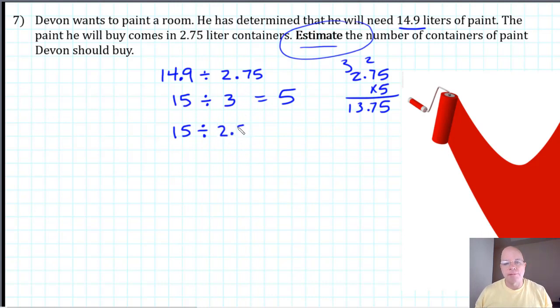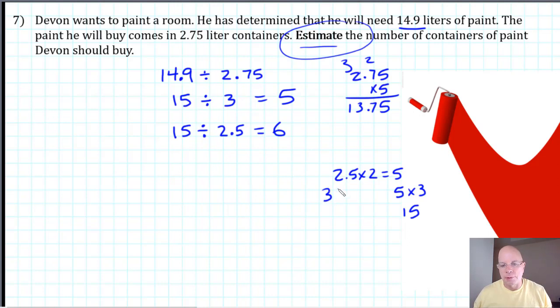It might not seem like a friendly number, but when you think about it, there's two 2.5s in 5, and there's 3 5s in 15. And so 15 divided by 2.5 is 6. These actually are pretty friendly numbers. 2.5 doubled is 5, and 5 tripled is 15.